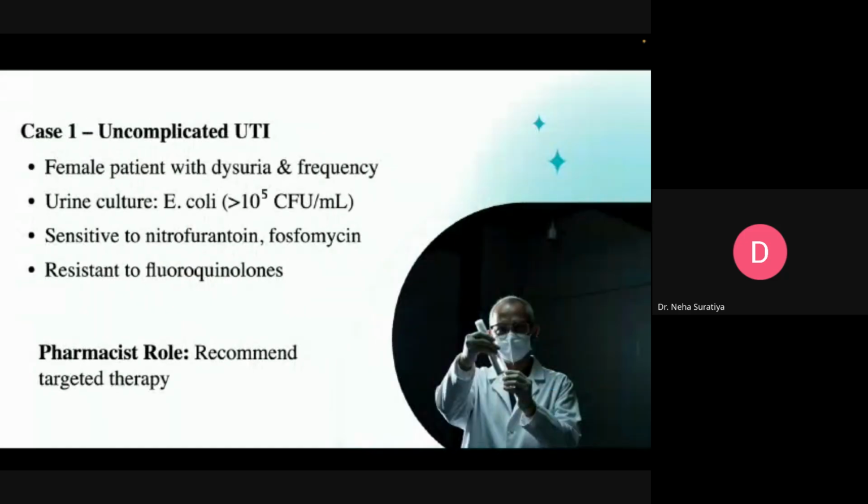We have some cases for discussion. Just understand this case and then we will switch to question and answer. This is the case of uncomplicated UTI, guys. A young female patient with dysuria and frequency, burning micturition and frequency. Urine culture identified E. coli. See this CFU. I already told you what is CFU, colony forming units.